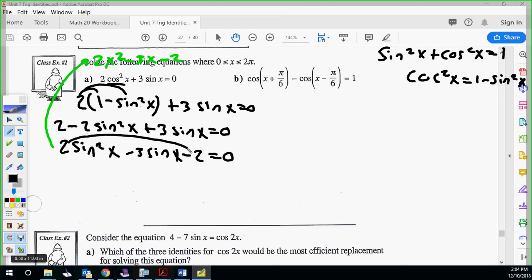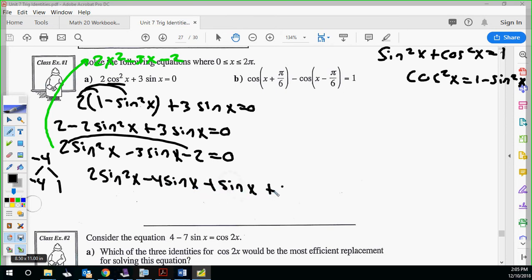So we're going to go 2 times negative 2 is negative 4. Factors of negative 4 that give me negative 3 is negative 4 and 1. Sorry, I'm doing decomposition. So how are you going to write it? You're going to write it as 2 sine squared x minus 4 sine x plus sine x plus 1. Oh, it's not plus 1. Thanks. Minus 2. I was looking at this one here. Minus 2. Thank you. I was like, that's not going to work.